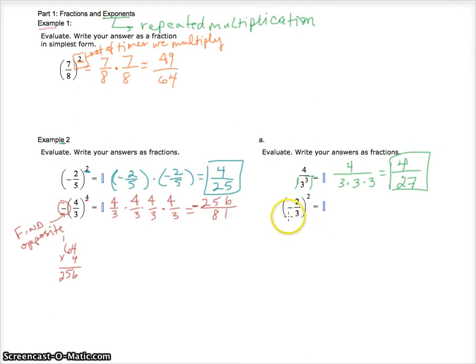Lastly, I have negative 2/3 squared. So this means that I multiply my negative 2/3 two times. So I have negative 2 over 3 times negative 2 over 3. Negative 2/3 times negative 2/3 equals 4 over 9. Since there were two negatives, it's going to be positive.